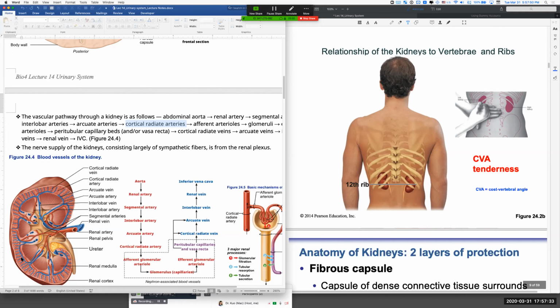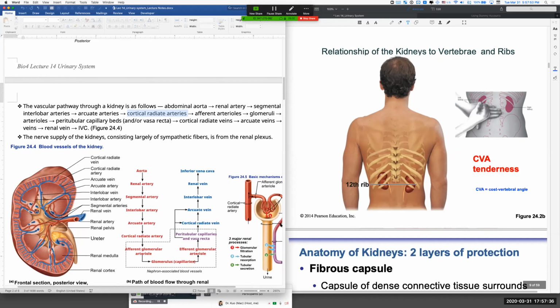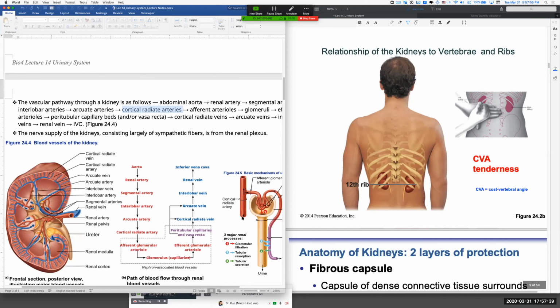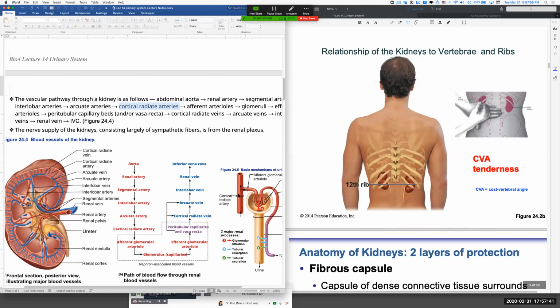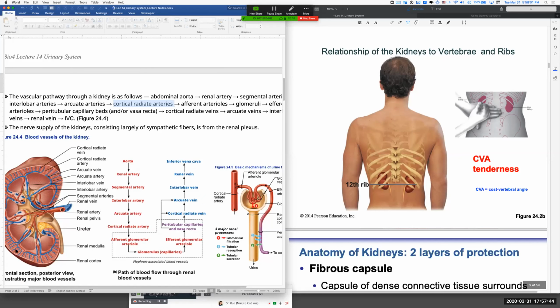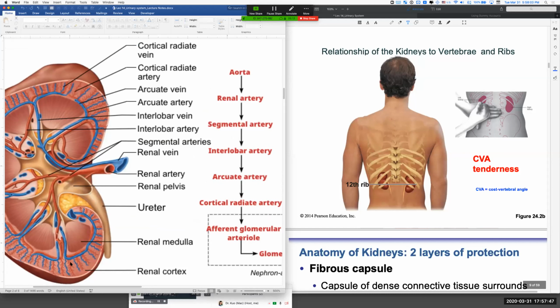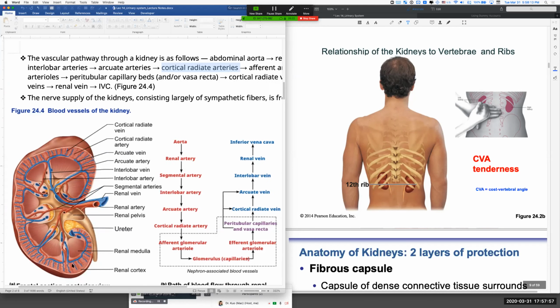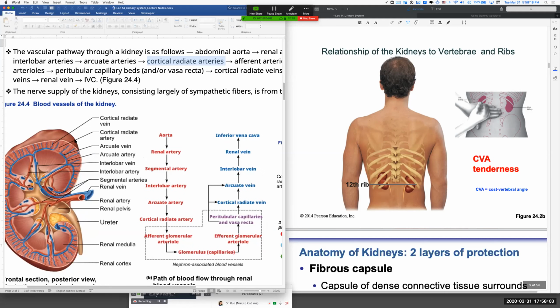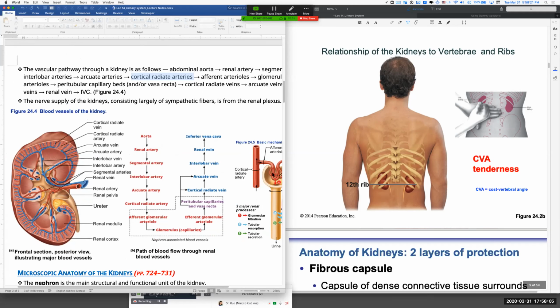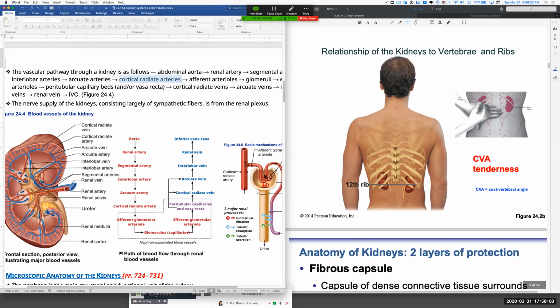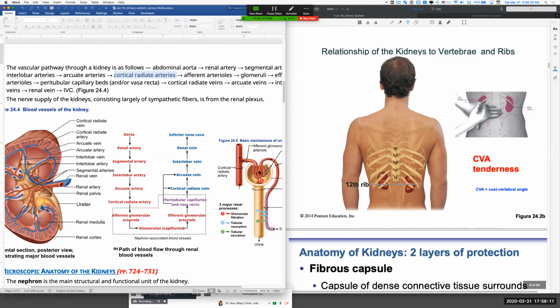Okay, and to look at this microscopically, we see that each of the cortical radiate arteries then branch into afferent arterioles. So if you look here really closely, you can see those little spines. Those are the afferent arterioles. Afferent arteriole, also known as afferent glomerular arteriole, then leads into a structure known as glomerulus. Glomerulus is really just a specialized type of capillary.